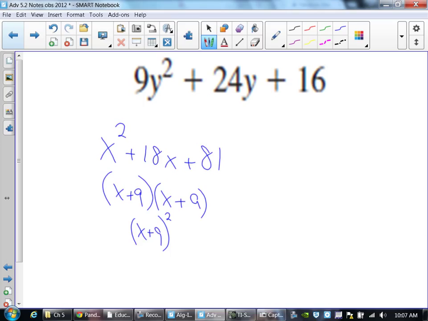Perfect square trinomials have these fancy patterns that happen. Is this term a perfect square? Yes. 9y squared. What's the square root of 9y squared? 3y. Is 16 a perfect square? What's the square root? 4. What's 3 times 4? Double it. I see. Perfect square trinomial.